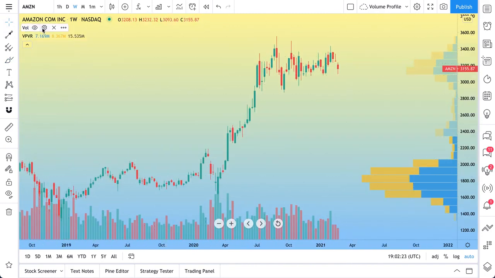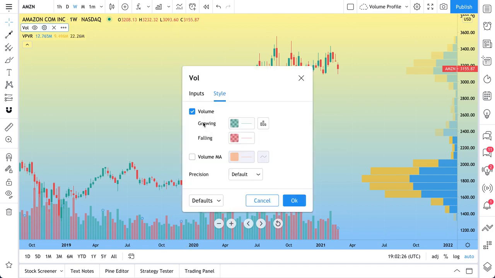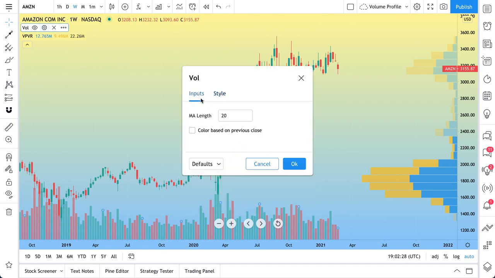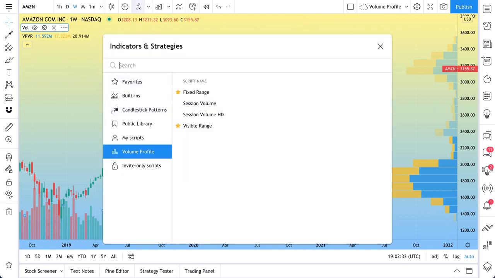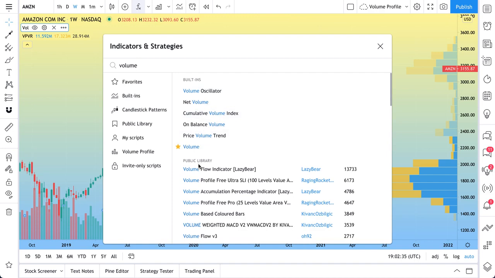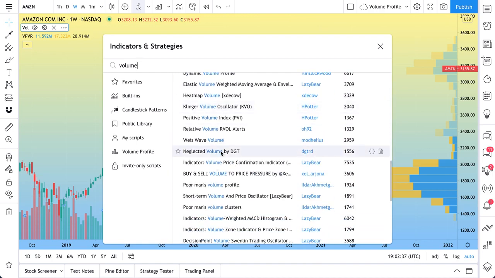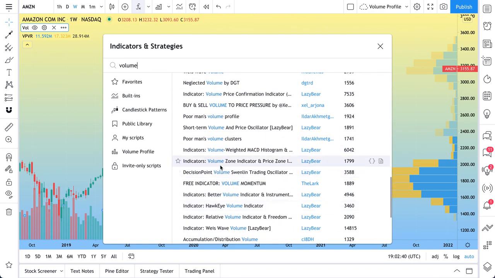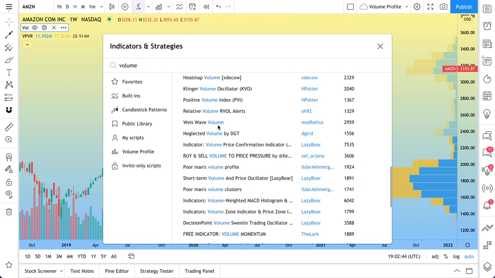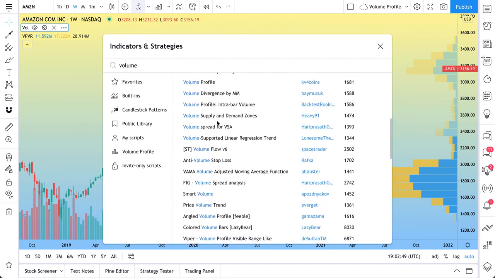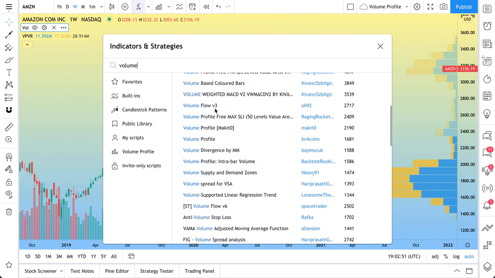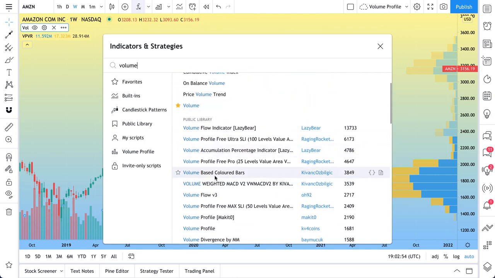And remember, you can click settings, this settings wheel right here, to make some adjustments to your volume indicator. And to get to volume, open your indicators, search volume, and all of these options are available to you. We highly recommend you dive into the public library coded by other TradingView users just like you. They are making tons of interesting scripts to make it easier to read and analyze volume, and you may find something on here that no one else is using. Some of these are free, others you have to reach out to the user to get access.